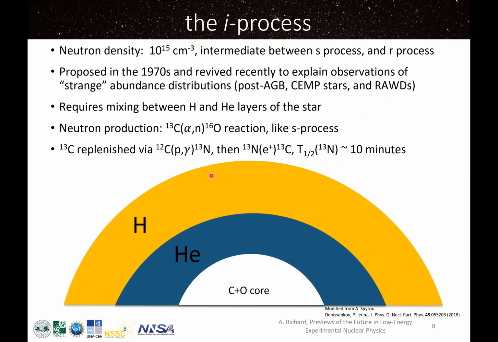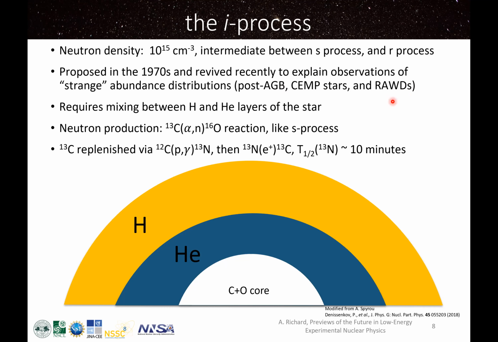So astrophysically speaking, where do we see the sites of the I process? We have to have a neutron density of something like 10^15. And the I process is not actually new. It was proposed in the 1970s, but was revived recently to explain quote unquote strange abundances in certain classes of stars, such as post-asymptotic giant branch stars, carbon-enhanced metal-poor stars, and rapidly accreting white dwarf stars. The nitty-gritty details of each one of these stars and how they're unique from each other is not super important for the purposes of this presentation.